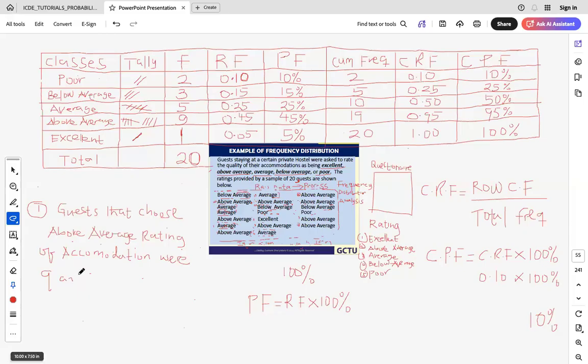And they formed. So this is why I chose the 9. They were 9. And they formed, then I jumped to PF, and they formed 45% of the total guests of 20.